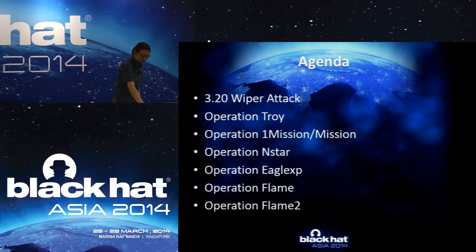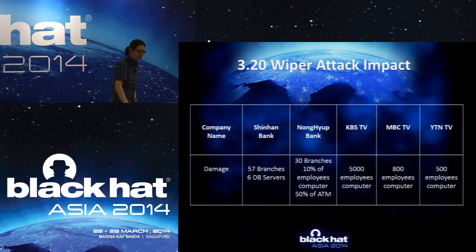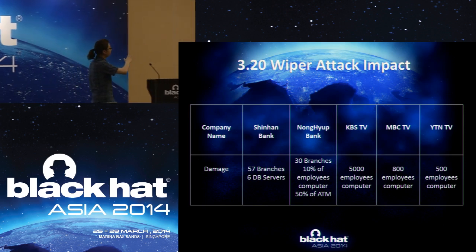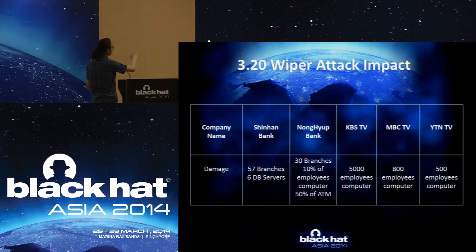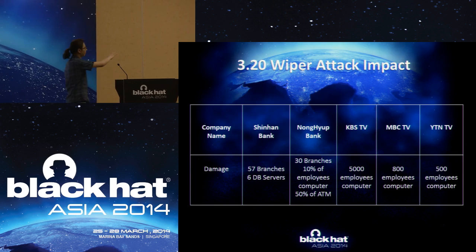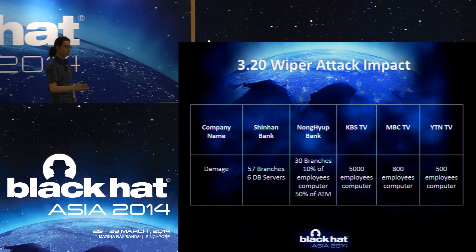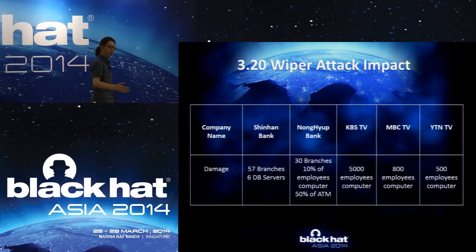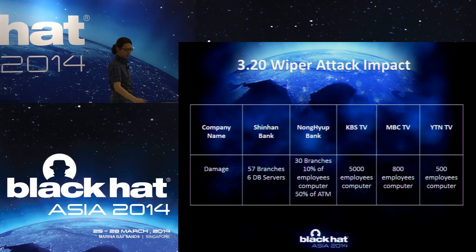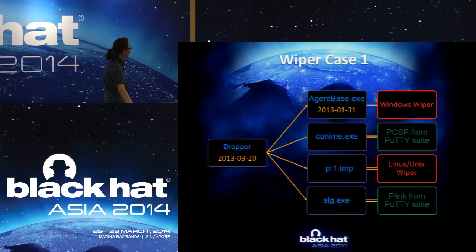So let's get started with the Webher attack. Here is the impact, huge impact. There are 2 parts, from the banks, financial institutions, and the media. You can see that 5,000 employee computers, 57 branches, 6 DB servers. The impact is huge. So what kind of things do that damage?